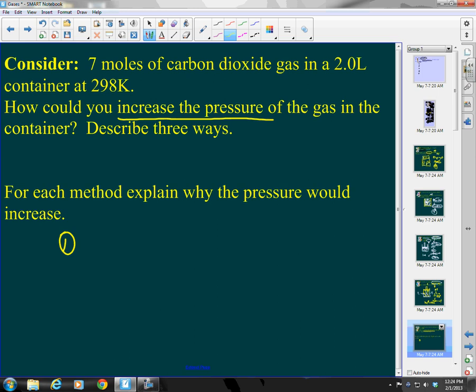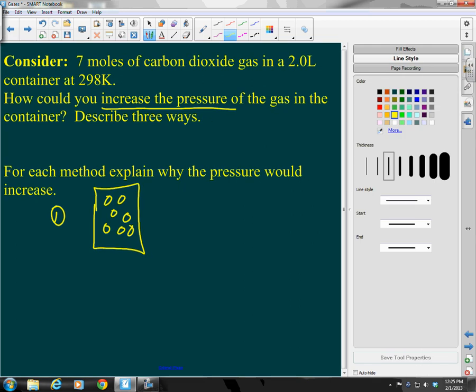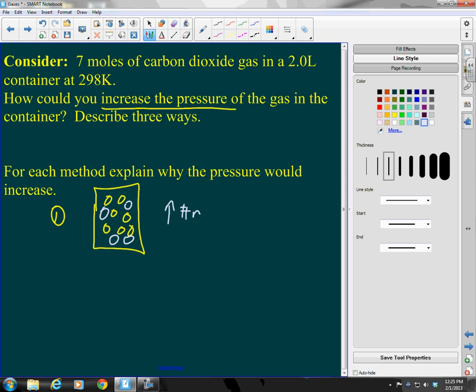3 ways. Okay, number 1, what do I want to do? I want to increase the pressure of the gas. Okay, I know one thing I can do. I've got a container, right? And it's got 7 moles of carbon dioxide. How can I increase the number of collisions? Well, I could add a couple more moles of gas, in this case carbon dioxide. So I'm going to increase the number of moles of gas. That's going to lead to what? An increase in the number of collisions against the side of my wall, and an increase in the number of collisions will increase pressure.